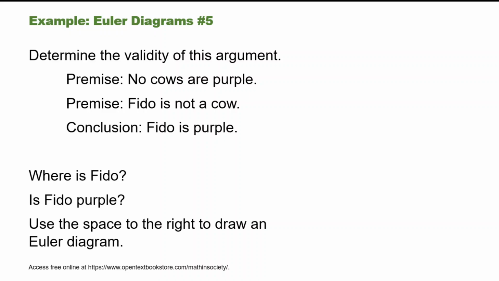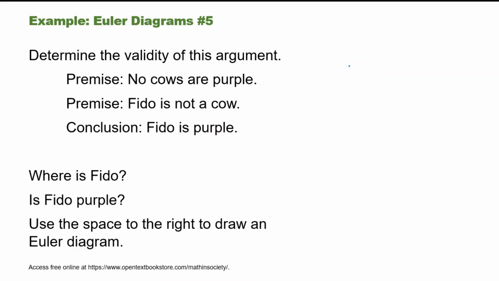Example, Euler diagram number 5. Determine the validity of this argument. Premise, no cows are purple. Premise, Fido is not a cow. Conclusion, Fido is purple. So where is Fido? Is Fido purple? Let's use an Euler diagram to determine that. No cows are purple.